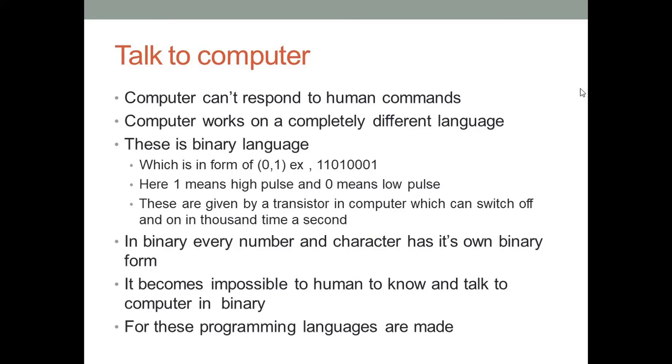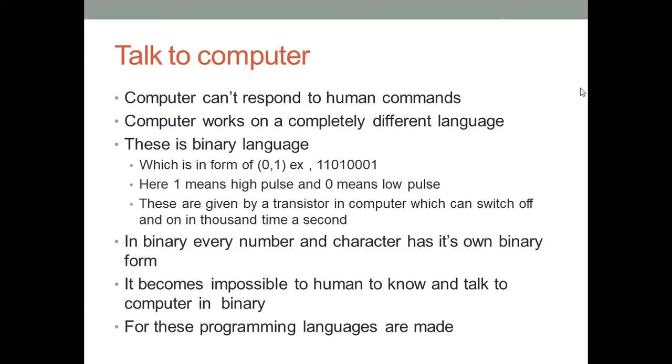And all these things are done by the transistors in the computer. We can do this with our normal home switch also, but it is not as fast as a transistor. It can switch on and off thousands of times in a second. It means it can pass thousands of 0s and thousands of 1s in a second.